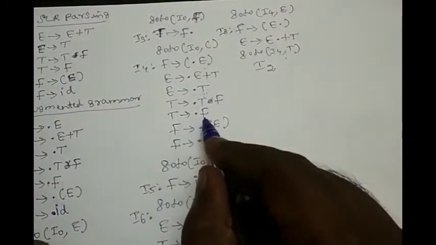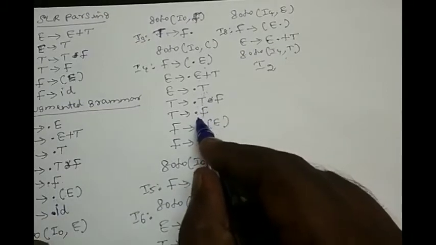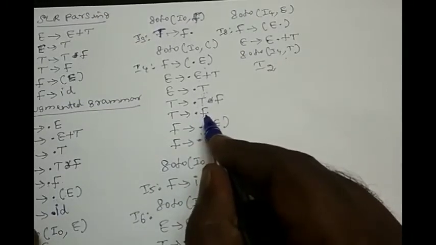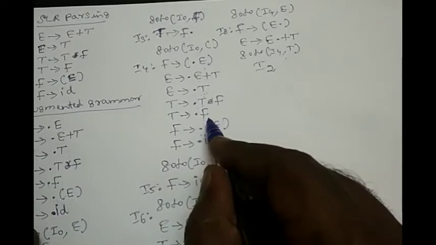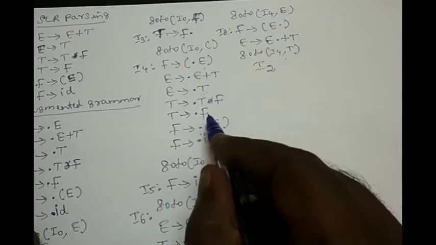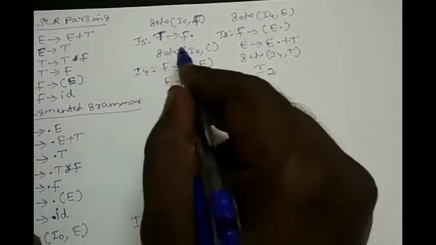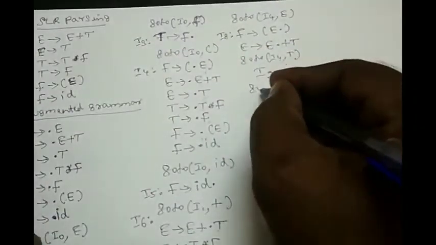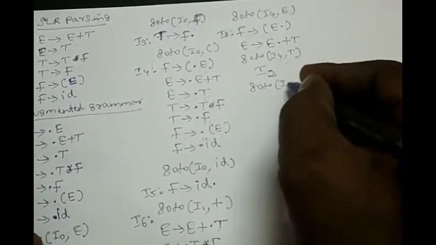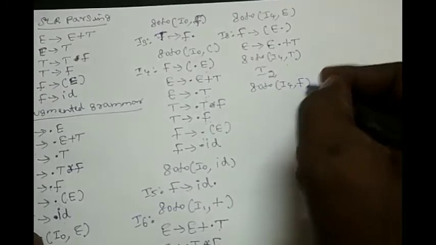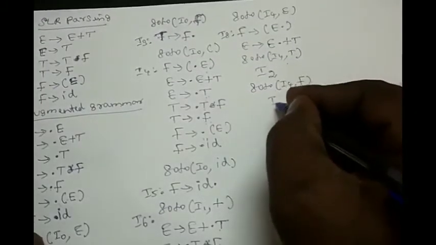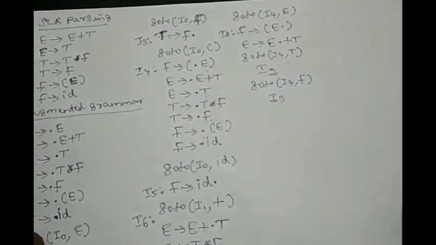T tends to F is here, dot is before F here. So in item set 4 we have to process this. When you process this, it will become T tends to F dot. Okay. So T tends to F dot is already available in item set 3. So we will write it as go to of item set 4 comma F, that will be giving me the same item set called item set 3.